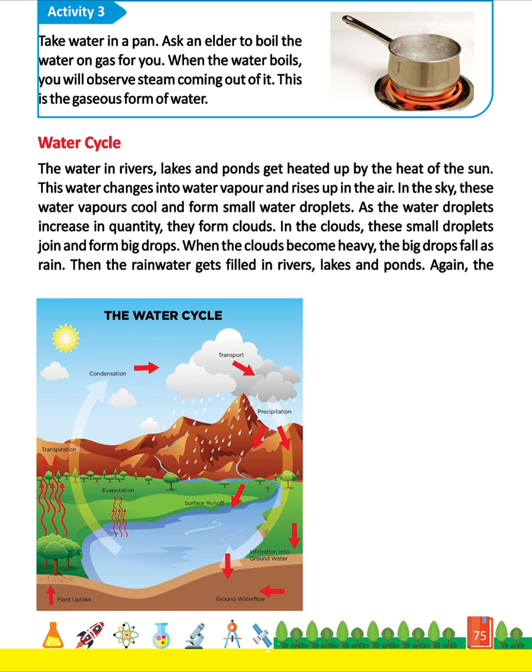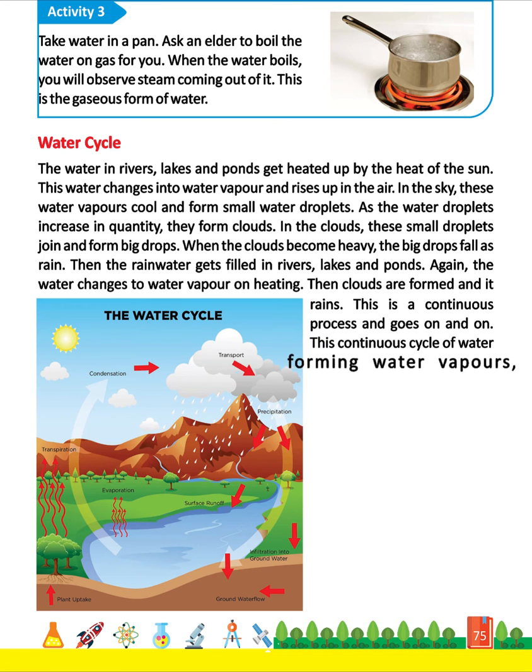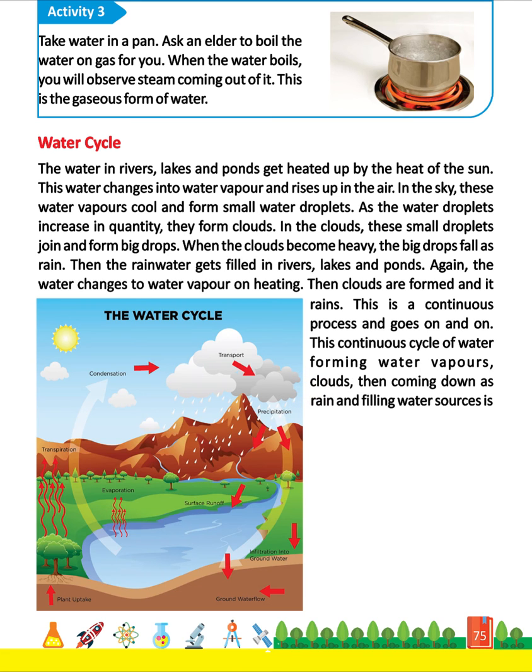Then the rainwater gets filled in rivers, lakes and ponds. Again the water changes to water vapor on heating. Then clouds are formed and it rains. This is a continuous process and goes on and on. This continuous cycle of water forming water vapors, clouds, then coming down as rain and filling water sources is known as water cycle.